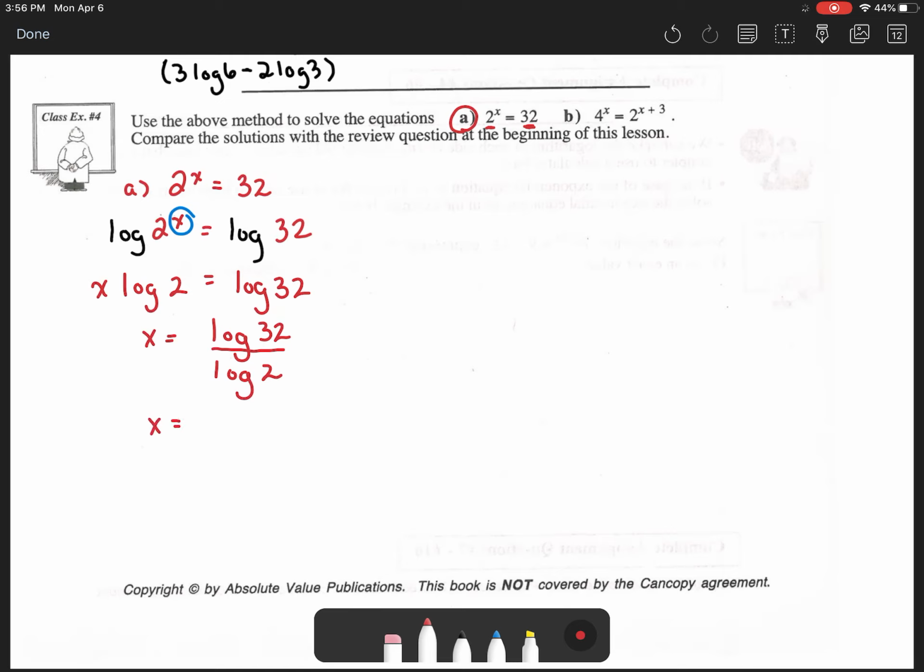If I want that as an approximate answer, now in my calculator, all I do is I go into my calculator, and I go log 32 divided by log 2, and again, you see that x is equal to 5, and that's it.